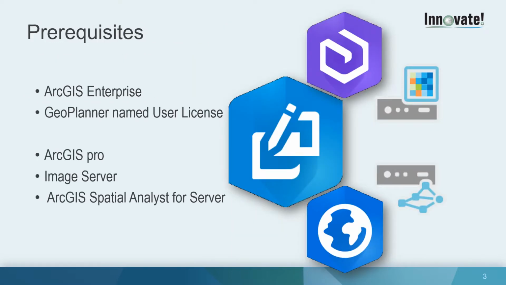So there are some prerequisites for the GeoPlanner solution to work. You need to have an ArcGIS Enterprise set up. You need to have a named user license to the GeoPlanner tool. ArcGIS Pro is a requirement. Image Server is a requirement. And ArcGIS Spatial Analyst for Server is a requirement. Now, this may not be a requirement for every instance of using the GeoPlanner toolset, but for creating your own suitability model using your own data, these are the tools that are required.